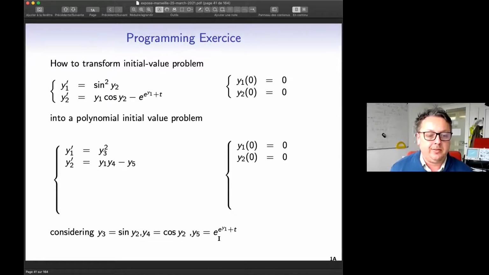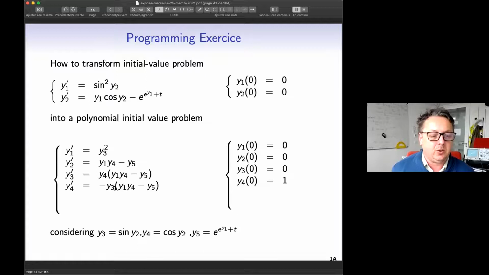So you introduce y5. And the thing is that now you look at what is the derivative of y3. The derivative of y3 is sinus y2, so it's y2 prime times cosinus of y2. You realize that the derivative of y2, you know it, it's here. So you just need to plug in the fact that it's y4, so cosinus of y2 that you already have, times this derivative. And now you look at the derivative of y4 and see that it's minus y3 times the derivative of y2, so it should be written like this.